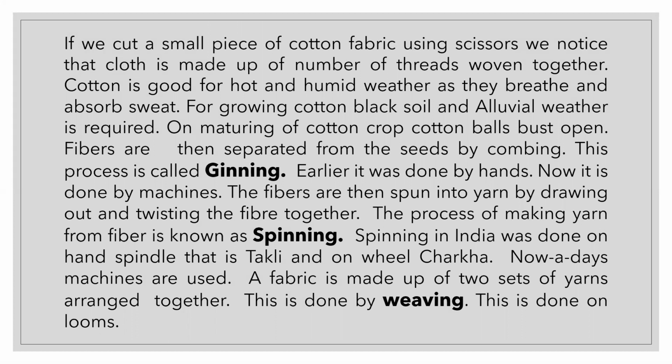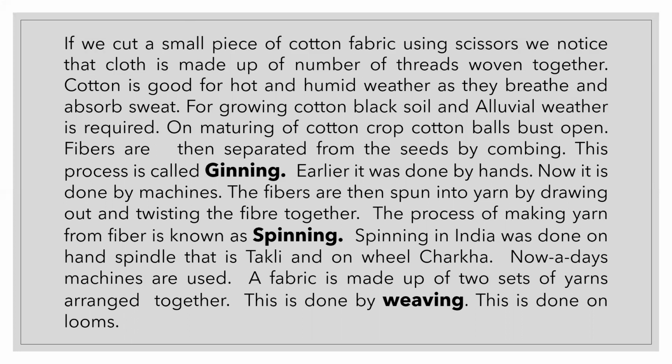On maturing of the cotton crop, cotton bolls burst open. Fibers are then separated from the seeds by combing. This process is called ginning. Earlier it was done by hands. Nowadays it is done by machines. The fibers are then spun into yarn by drawing out and twisting the fiber together. The process of making yarn from fiber is known as spinning.